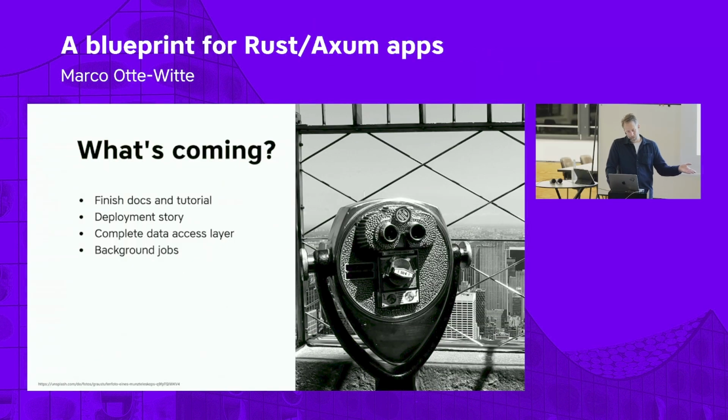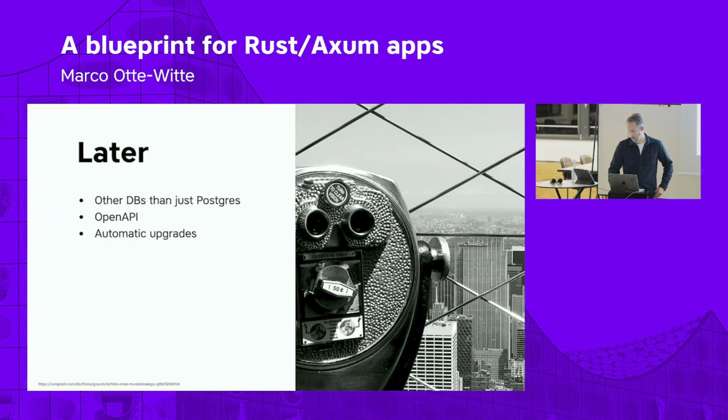After those, we have some ideas for the future already, but this is more long term. It might be nice to have support for other databases than just Postgres. It might be nice to have some sort of out of the box OpenAPI integration, which is going to be pretty helpful for the typical backend project. And ideally, we would like to have some mechanism for upgrading projects as we release new versions of Gerust, right?